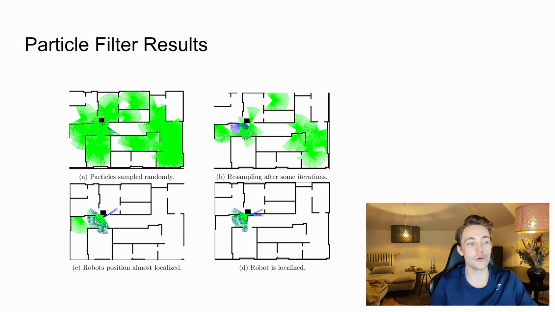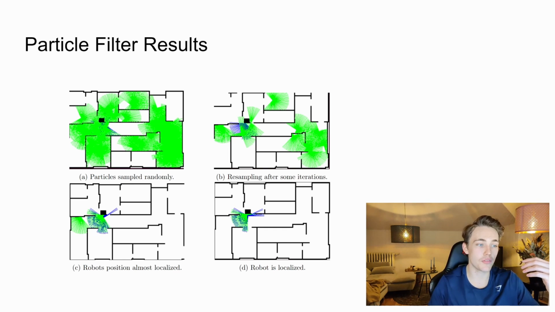Then we're going to match those with the green lidar range that we get, which is actually like a landmark, and then we try to resample around that. Over here to the right, in figure B, we can resample after some iterations. Here we just resample where the probability is highest for the robot to be.